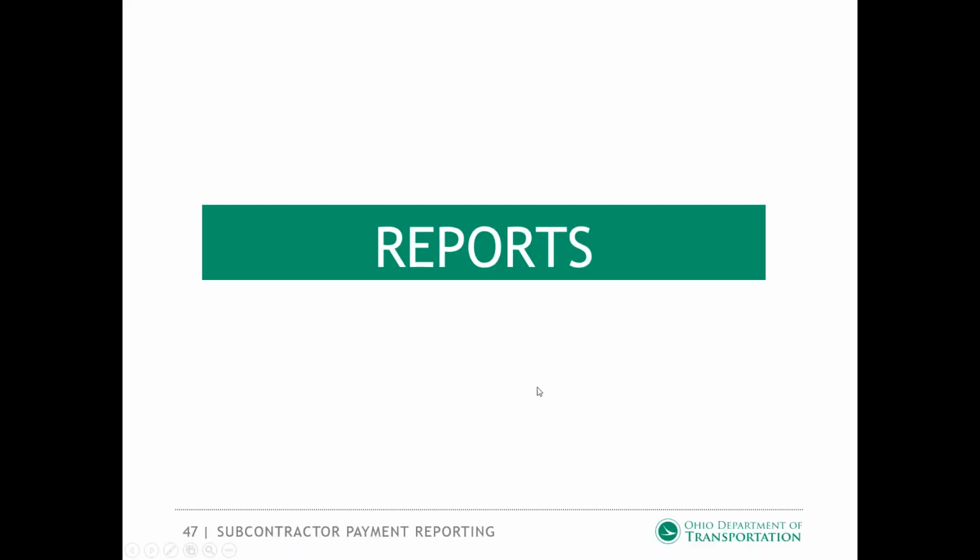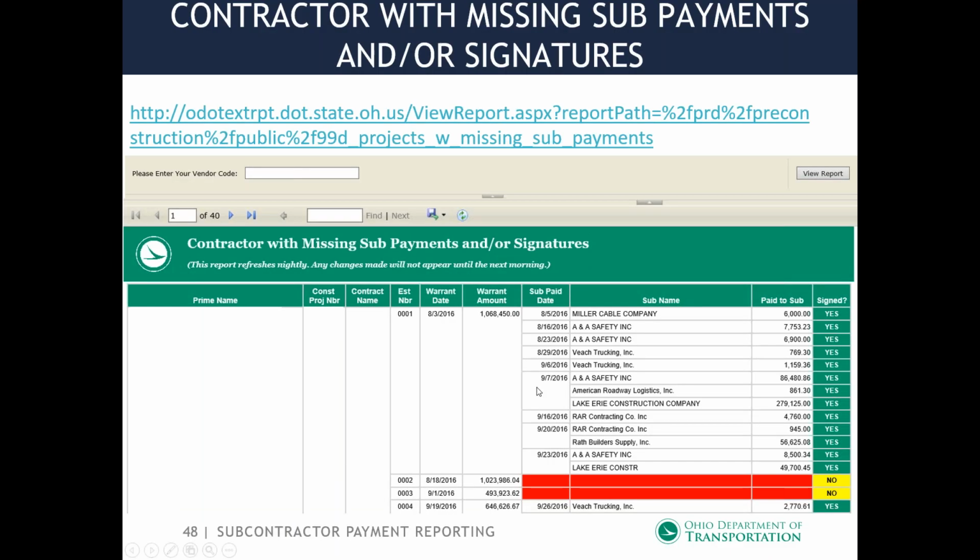So we've talked about this some here in the presentation today. There are 2 reports available. The first is the contractor with missing subpayments and/or signatures. If you're a prime contractor, you can launch this report using the link attached in this slide. Enter your vendor ID and press view report. Then you'll see the actual contracts, estimate numbers, and subcontracts.